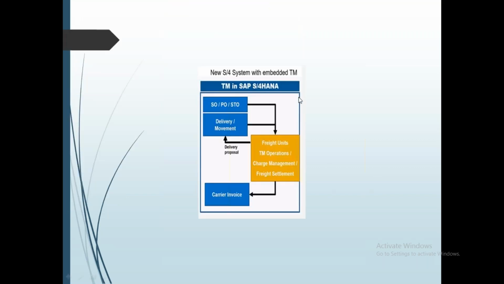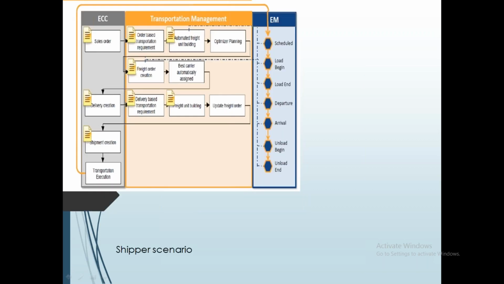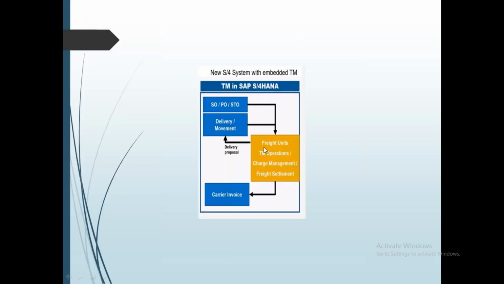And this is the standard setup for S4 HANA. If you compare, previously the process was too complicated, and this is the monitoring part for EM. But now in S4 HANA, it has become more simplified. Whether you create outbound or inbound, you create a delivery, and then you create a freight unit, charge management, settlement, and create a KPI. That's it.